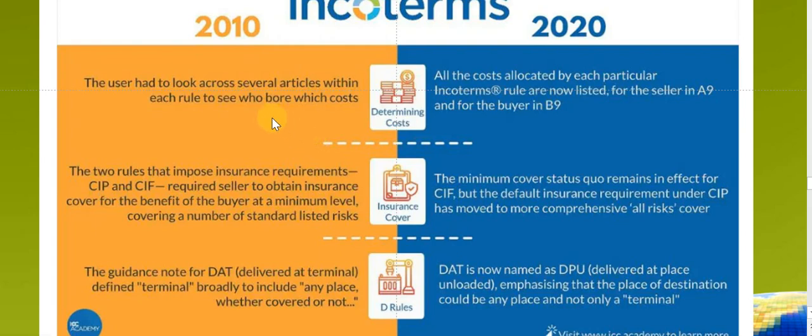The user has to look across the several articles within each rule to see who bears which cost. Okay, this is important. All the costs allocated by each particular Incoterms rule are now listed for the seller in the terms. This is the same content that I talked to you about just now.